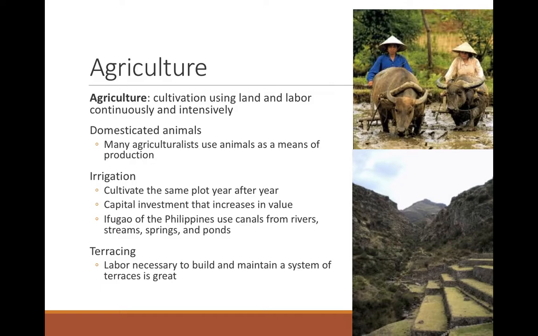There are three characteristics of agricultural groups. They rely on domesticated animals. These animals are a means of production, not just resources that are produced themselves. If you look at the picture on the top right, this is demonstrating the use of domesticated animals as basically a vehicle to pull the plow. Here we're talking about water buffalo that are pulling these plows through these rice fields.